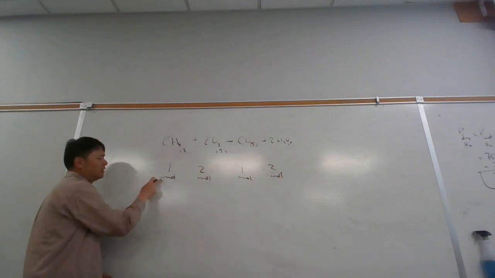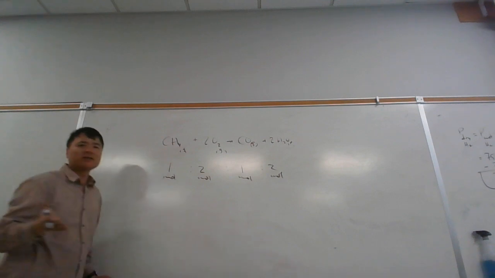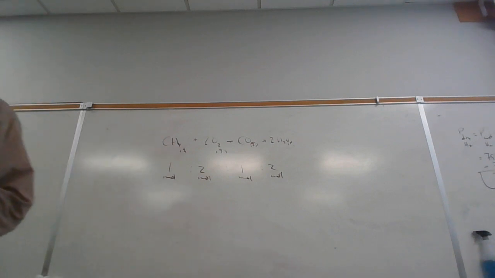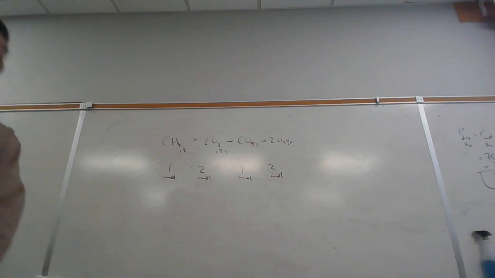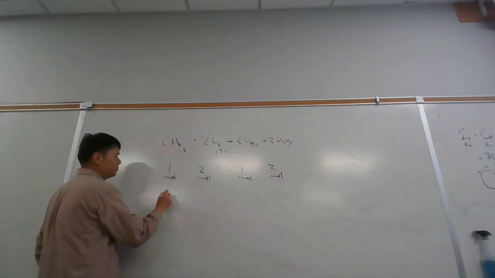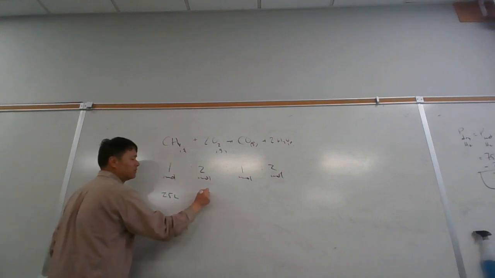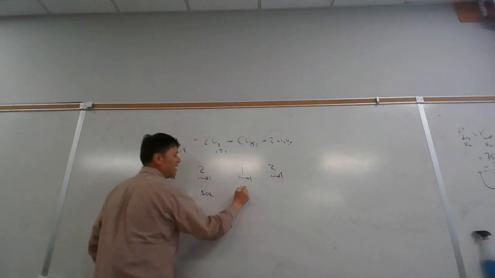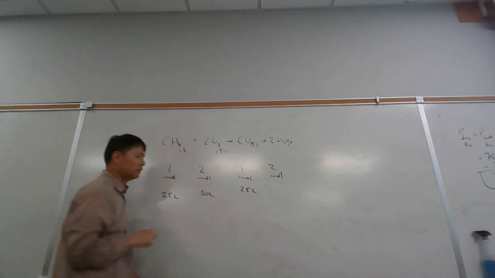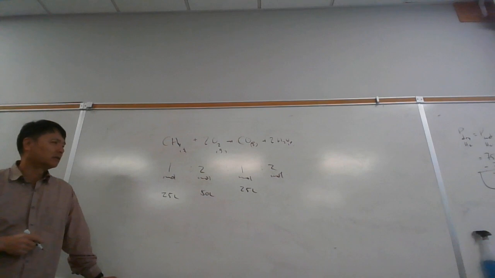And so instead, we could do 1 mole of gas. Do you know what 1 mole of gas occupies under standard ambient conditions? Standard ambient conditions would be room temperature and 1 atmosphere. You know how much? About 25 liters. And so this would be 25 liters, and 2 moles of gas would occupy 50 liters.